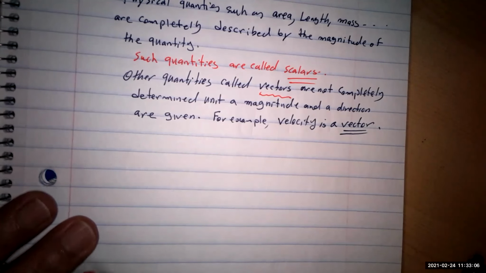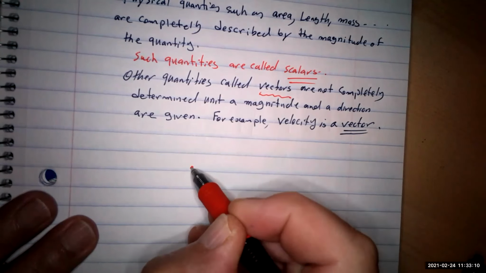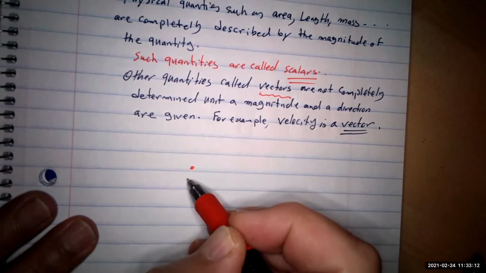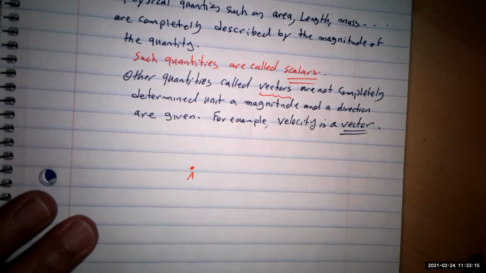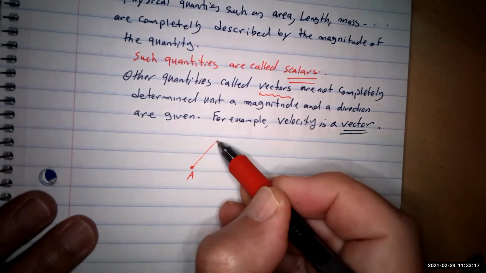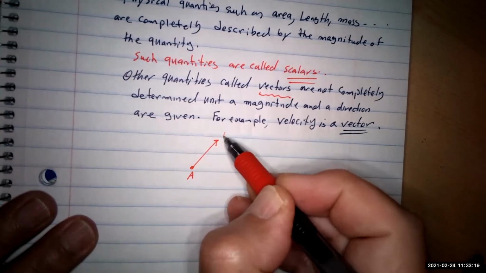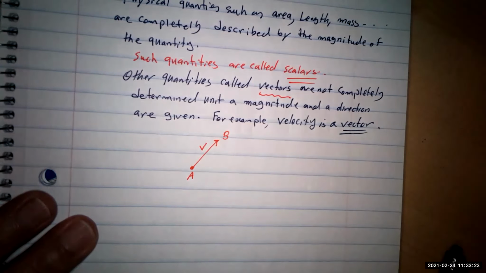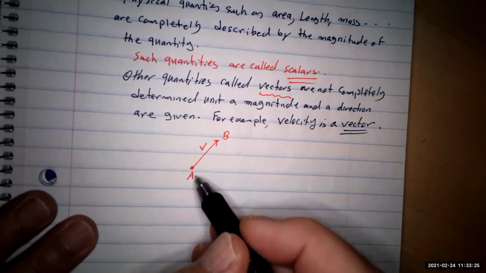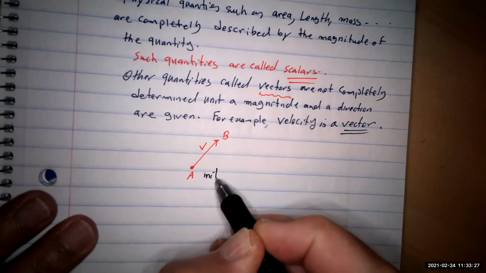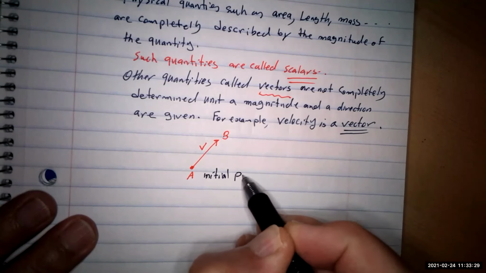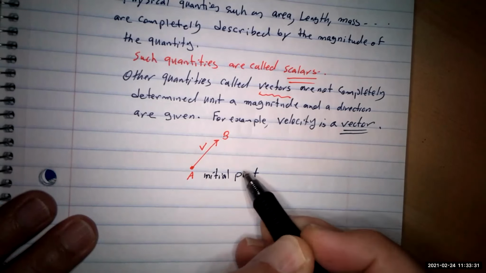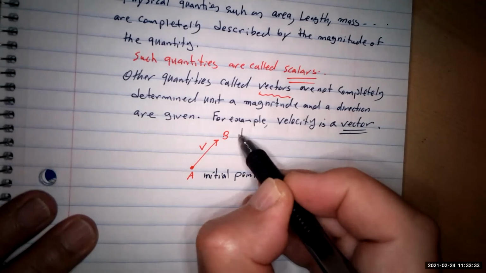So if you have a vector, you start with the initial point, which is going to be A, and then you need a direction to go on. So we go from A to B, and this is going to be the vector V. In this case, A is the initial point of your vector, and B is your terminal point.